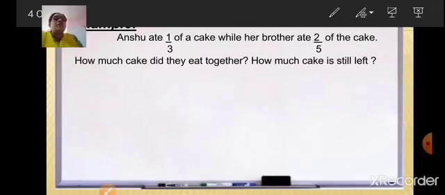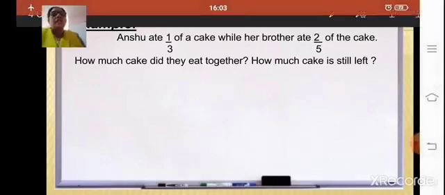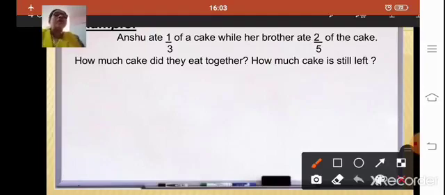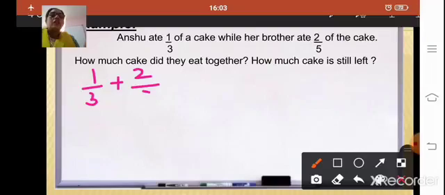Okay. So the first thing here is to find out how much cake is eaten altogether. What we will do is we will add 1/3 plus 2/5 of the cake. Okay. So 1/3 plus 2/5 of the cake. Now the first thing we have already learned is to add any two unlike fractions. First we have to make the fractions into like fractions. So here what we'll be doing is we'll be taking the LCM of 3 and 5.